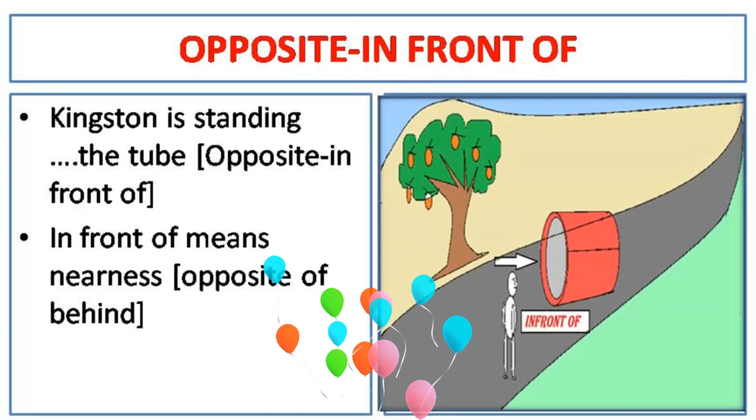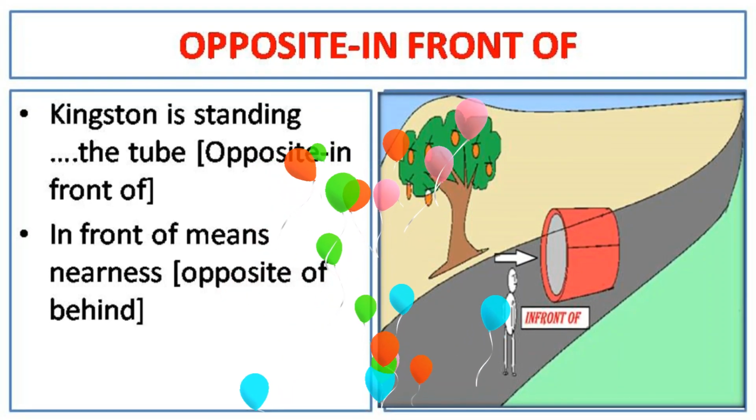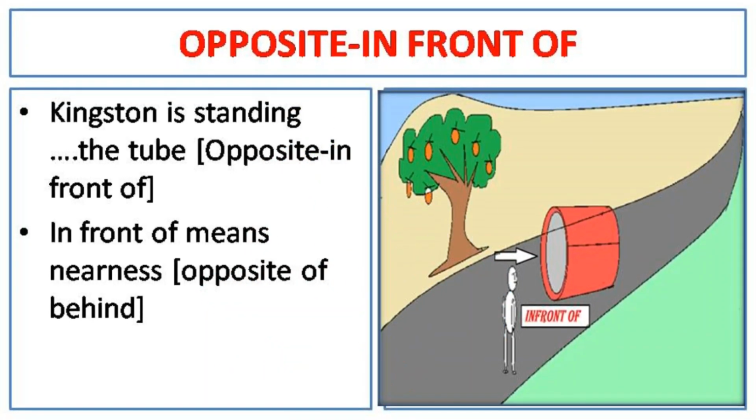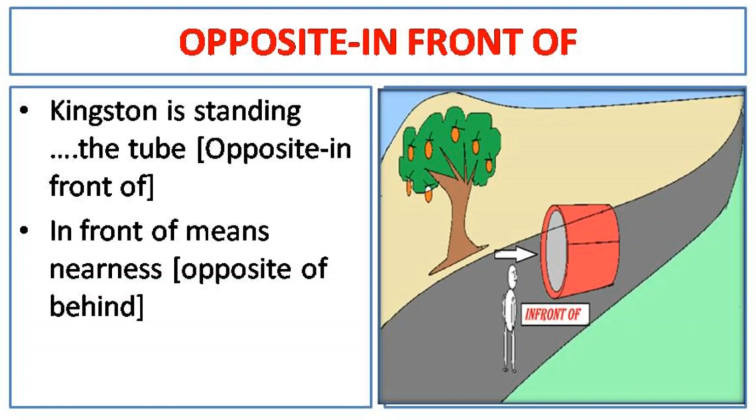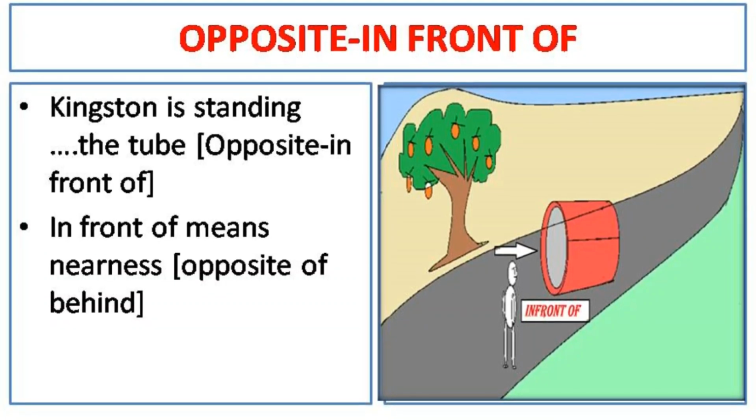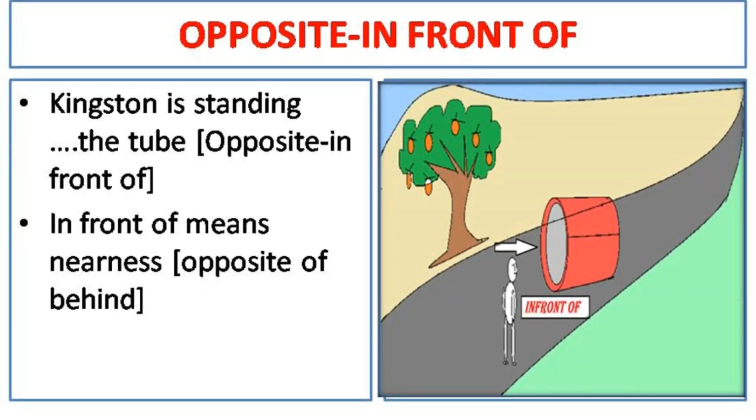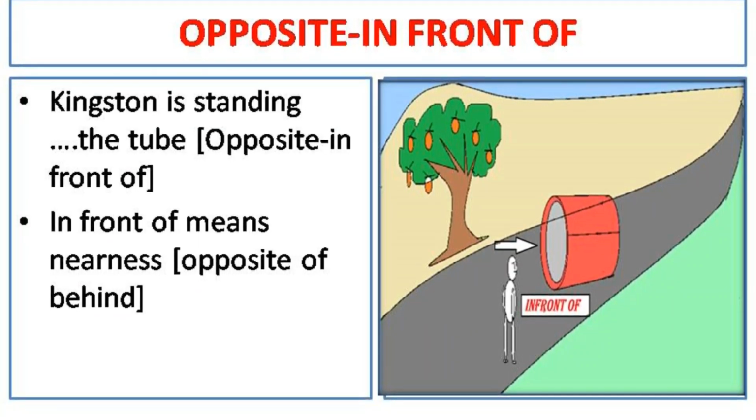Opposite or in front of. Kingston is standing dash the tube, opposite the tube or in front of the tube. In front of the tube. In front of means nearness or opposite of behind.